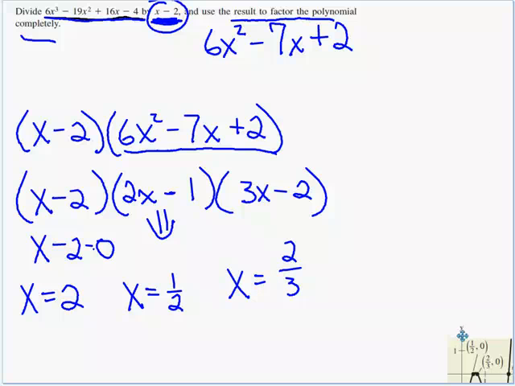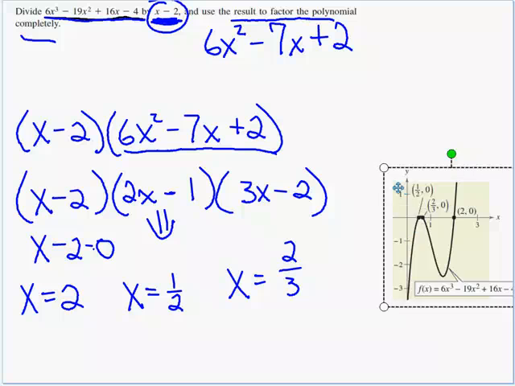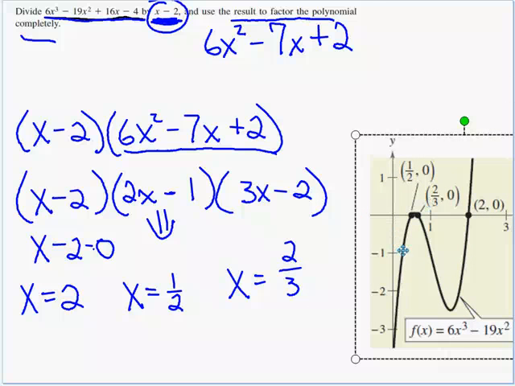And again, that is backed up graphically there. We can see here our polynomial makes a quick leap over the x-axis. It crosses at 1/2 and goes positive. Then it crosses again at 2/3 and goes back down here into the fourth quadrant. And again, crosses for the last time here at x is positive 2. Wasn't that fun? Okay.